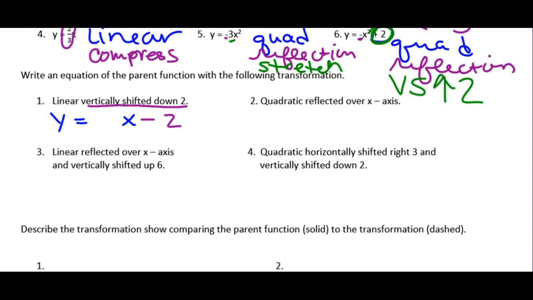Number 2 says it is quadratic, so that's y equals x squared. That's my parent. Then it has the word reflection, so that means I need to have a negative up front. Number 3 says linear, so y equals x. Reflected, so reflection has a negative in front of its x. Vertically shifted, up 6, so plus 6.